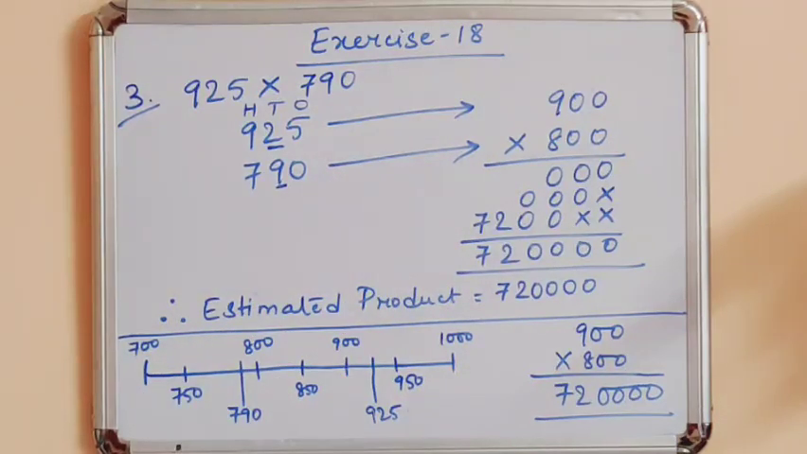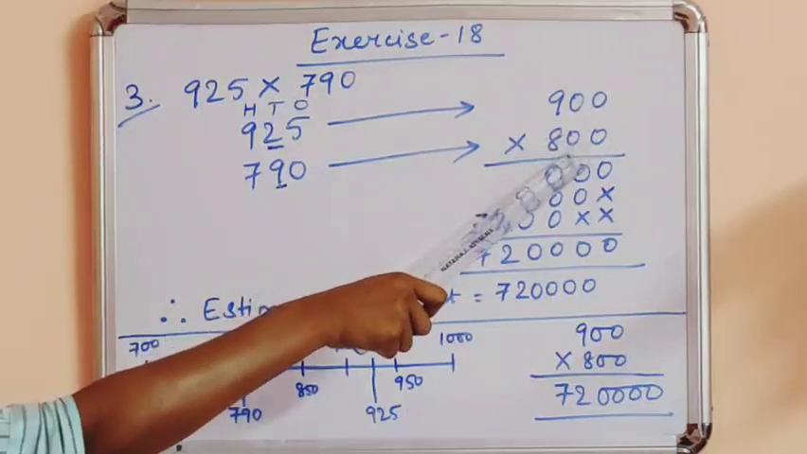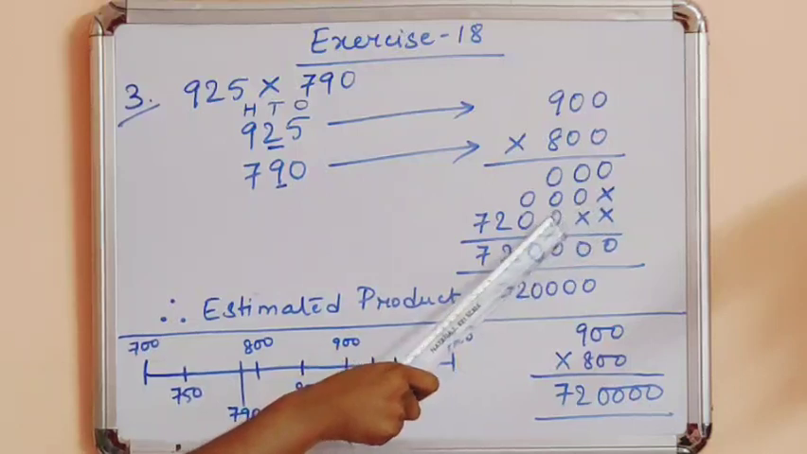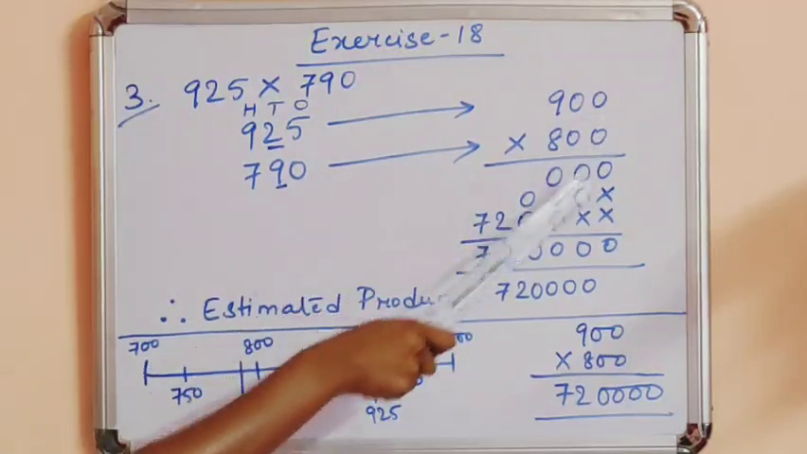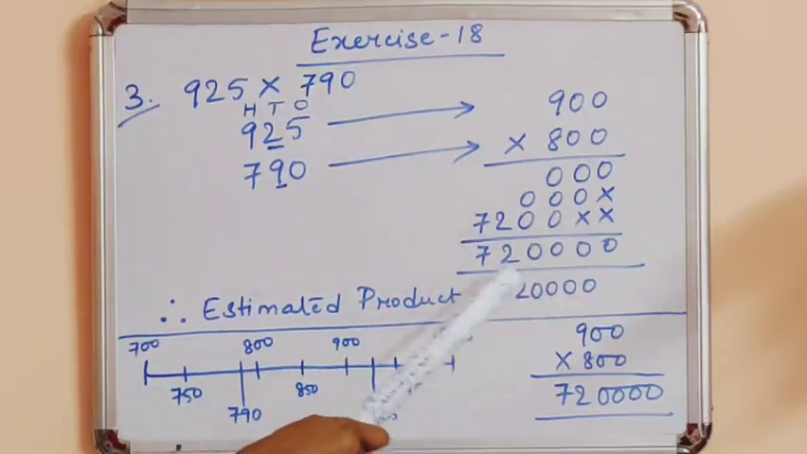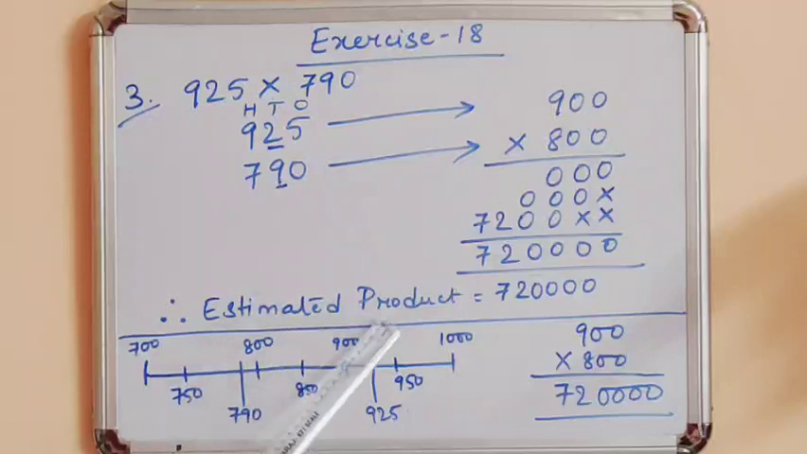Now you have to find the product of 900 and 800. So 900 into 800, again these two places 0, 0. So this row and this row will be zeros. And 8 into 0 is 0, 8 zeros are 0, 8 nines are 72. If you add this up, you will get 7,20,000. So the estimated product is 7,20,000.